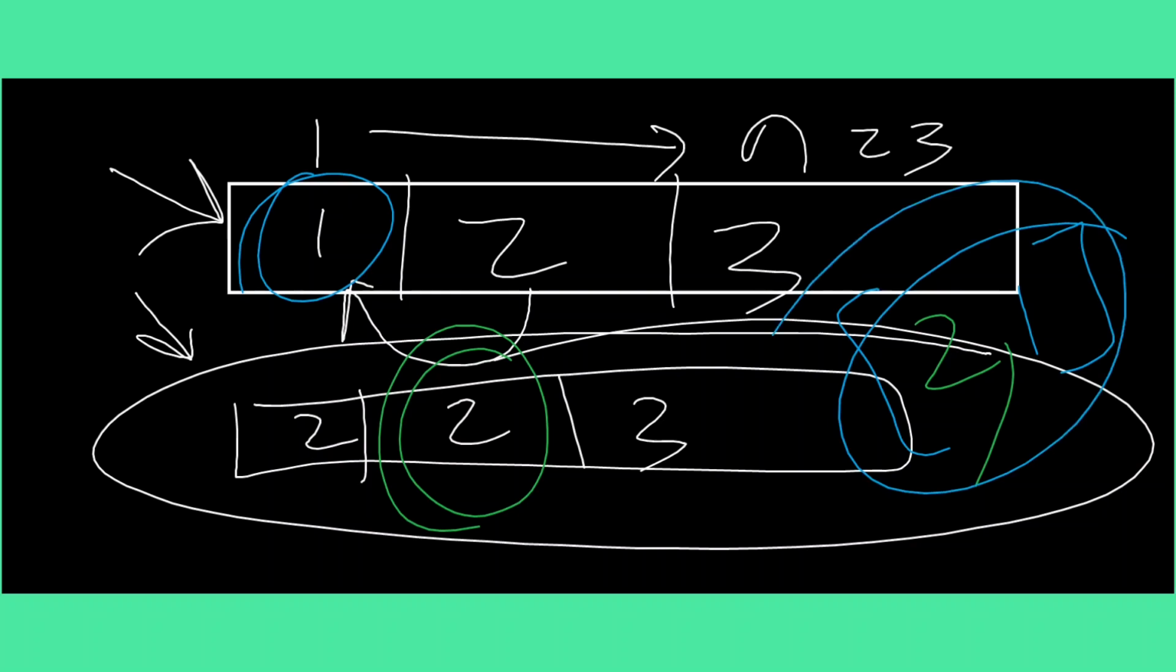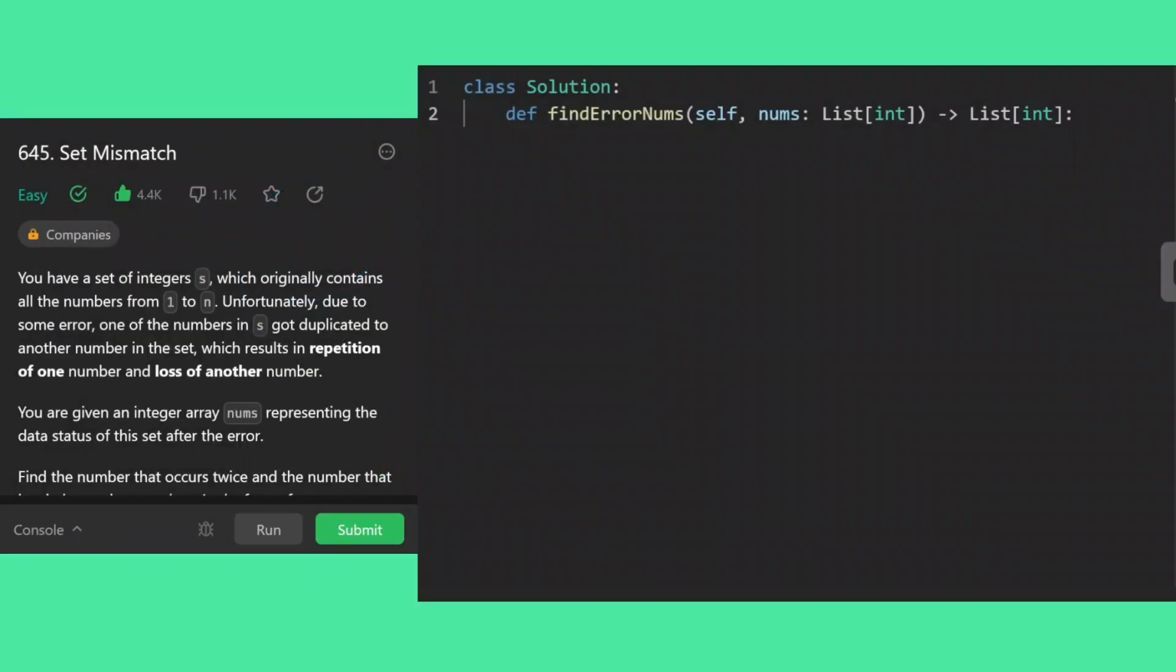Let's code. So this is quite straightforward. We'll be using a hash map, and we'll be looping over the hash map twice. So let me first create a hash map. This basically calculates the frequency of occurrence of every element in nums. So for i in range of length of nums, and we'll start from 1 and go till n plus 1.